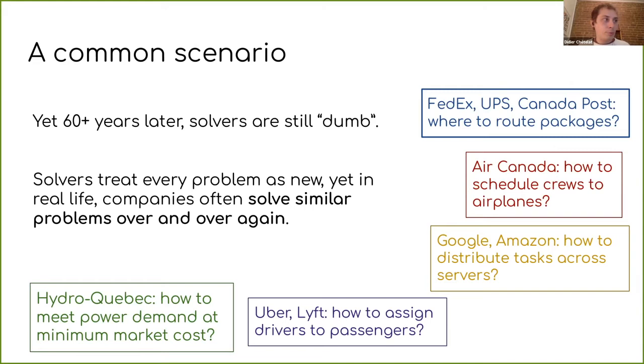Beyond Hydro-Quebec needing to meet power demand at minimum market cost, you have also stuff like logistics. How do you route packages with airplanes, in factories, in warehouses, for example, or airplane companies having to schedule crews, or cloud services companies having to distribute tasks across servers, or taxi companies that need to assign drivers to passengers. Those are all examples of combinatorial optimization problems, and they're solved repeatedly. But those solvers don't take that into account. It's like every time they see a problem, it's the first time they've ever seen such a problem, which leaves a lot of potential on the table.